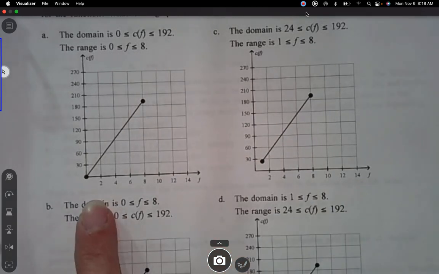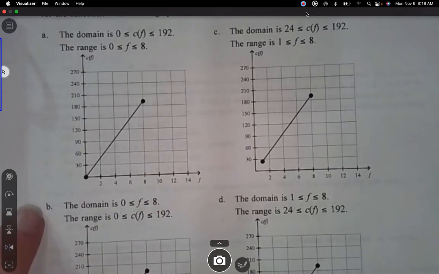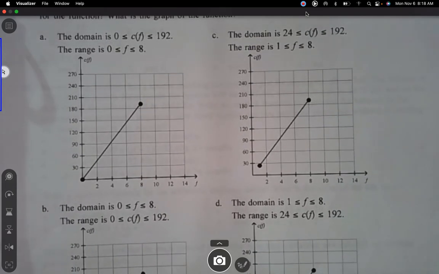Look right here. Your domain is always this. How many cups of flour? Your range is how many cookies. So it's B. Does everybody understand B? Yes. Okay. Look for the same thing on the test. Same thing every time.